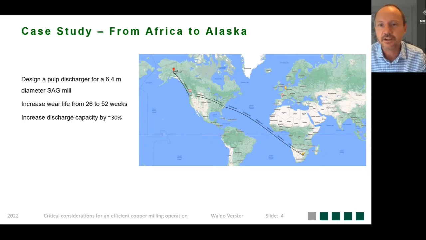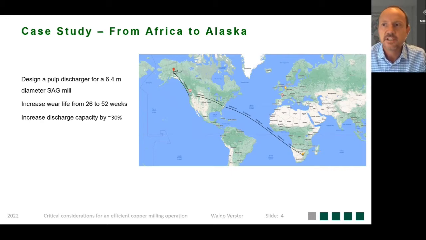During the 2020 lockdown, a new customer in Alaska approached us to optimize his discharge head of his 6.4 meter diameter SAG mill. And the requirements were very clear. Double the wear life from 26 to 52 weeks and increase the discharge capacity by approximately 30%.